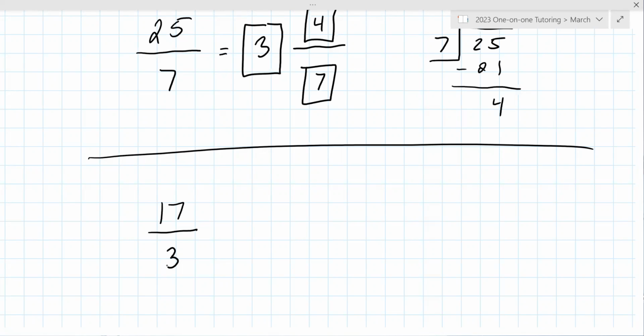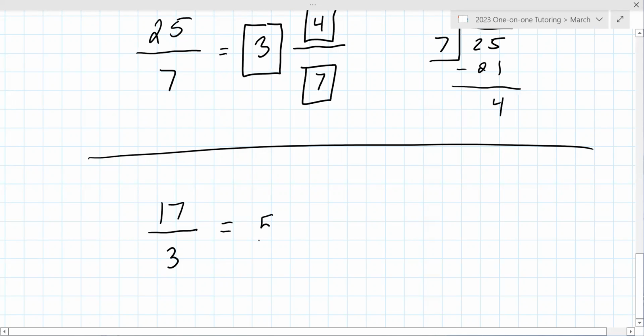Okay, I got my final answer. Okay, what's the whole number? 5. Okay, what goes in the numerator? 2, and the bottom? 3. Good. All right.